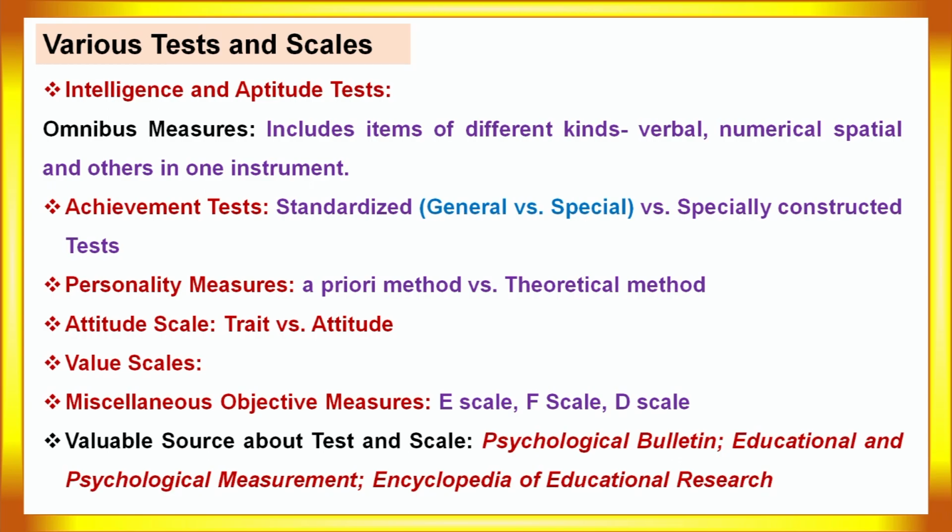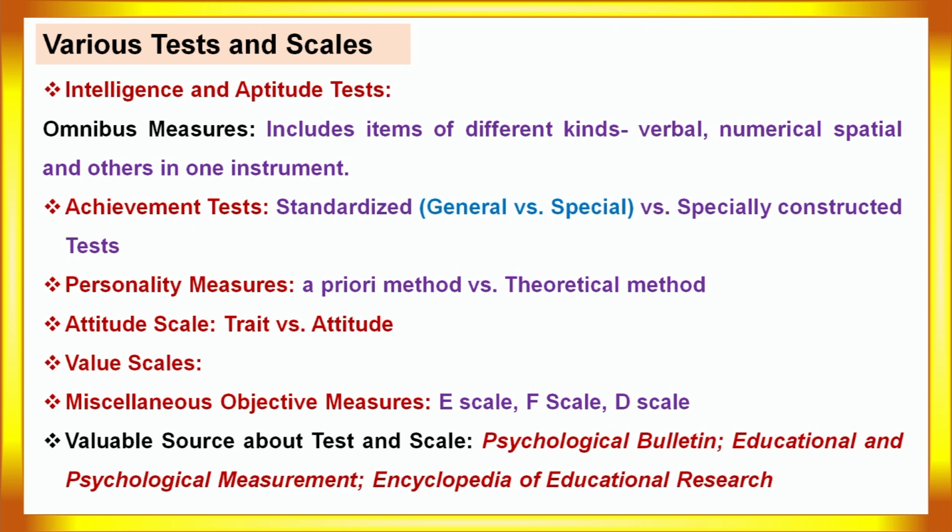These measuring instruments generally comprise omnibus items, which we call omnibus measures. What is an omnibus measure? Within the same measuring instrument there will be verbal, numerical, spatial and other types of items together, comprising all these different types of questions. These omnibus measures are generally employed to measure the intelligence or aptitude of an individual. The next broader type of measure is the achievement test.